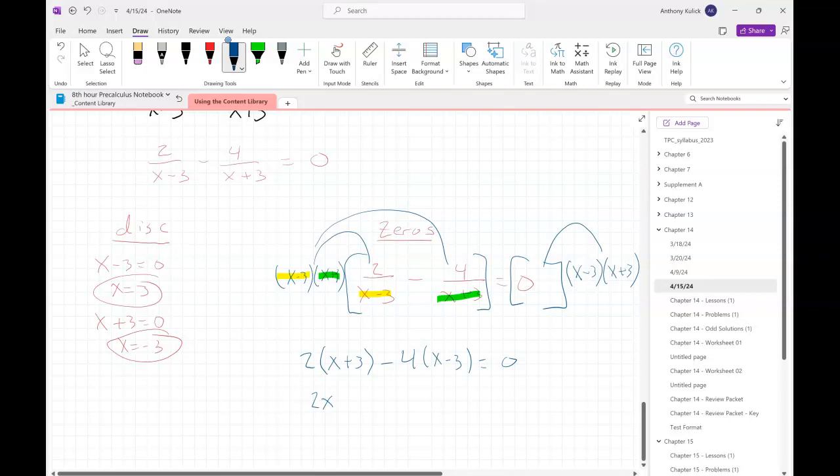Distribute things through. That's 2x plus 6 minus 4x plus 12. Got to remember, take the negative sign with me. That's negative 2x plus 18 is equal to 0. So I get x is equal to 9.